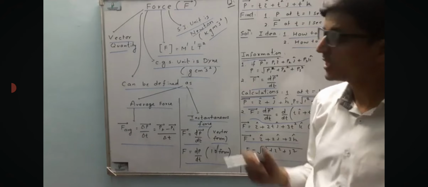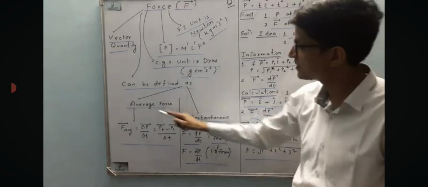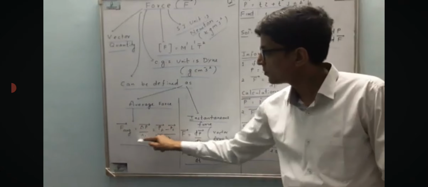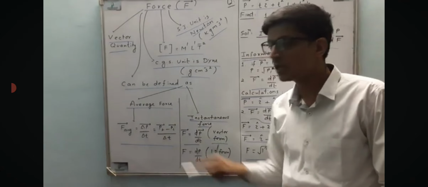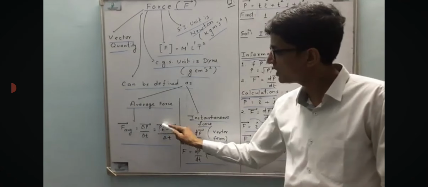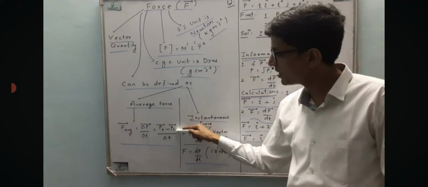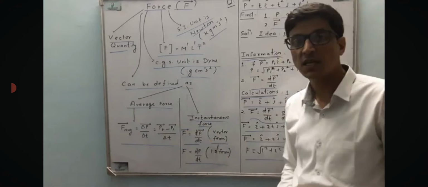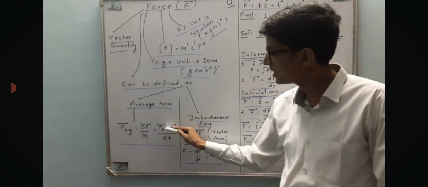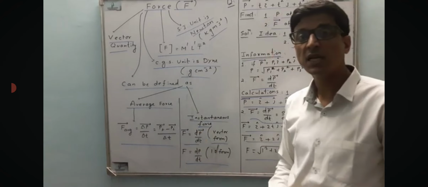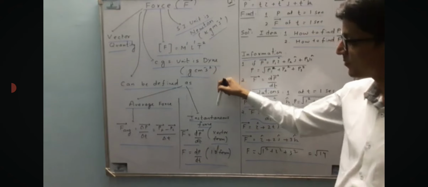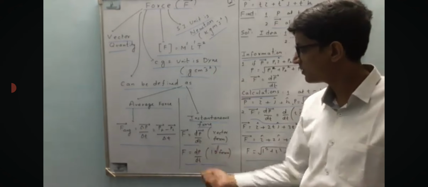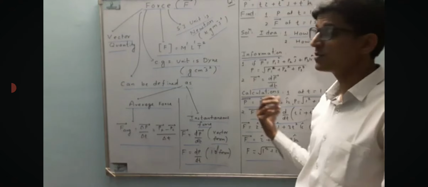It can be defined in two ways. The first is average force, the second is instantaneous force. Average force is change in momentum per unit time. Suppose final momentum is vector pf, initial momentum is vector pi, and the time taken in this process is delta t. So average force is (pf minus pi) by delta t. Instantaneous force is defined as dp by dt in vector form, and just remove the vector sign for dp by dt in 1D form. So this is how we can define force.